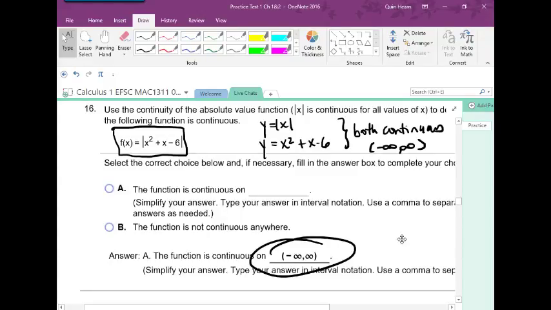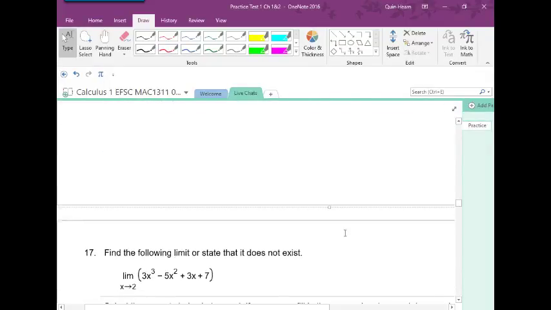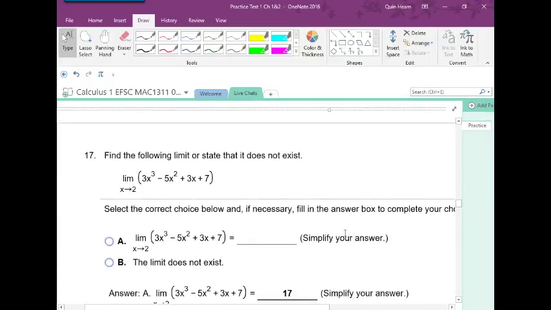So anytime you have a composition of functions and they're both continuous everywhere, you can conclude that. If one of them is discontinuous at a point, then you're going to have to pause and think about where that happens. Like, for example, if it's undefined somewhere.